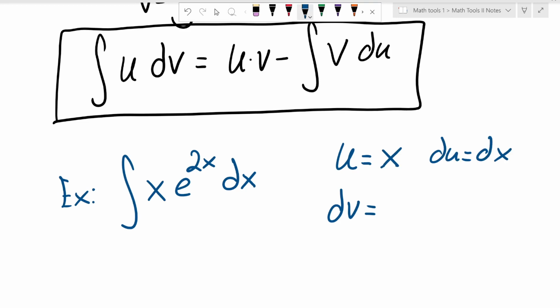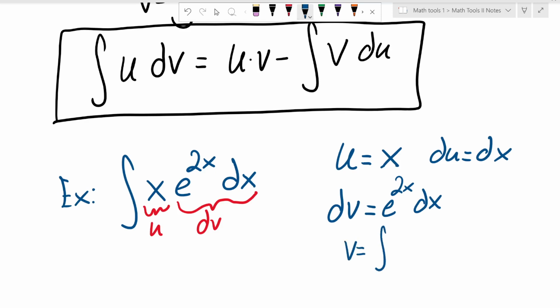Now we're going to take dv to be e to the 2x dx. So essentially we're letting this part be u, and this part be dv. Then v is the antiderivative of this.